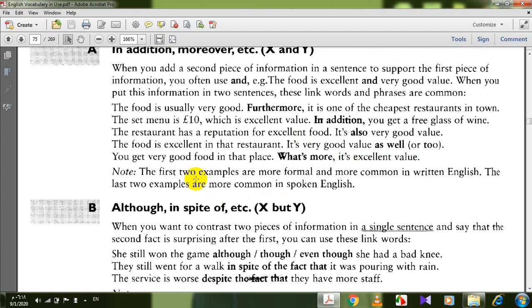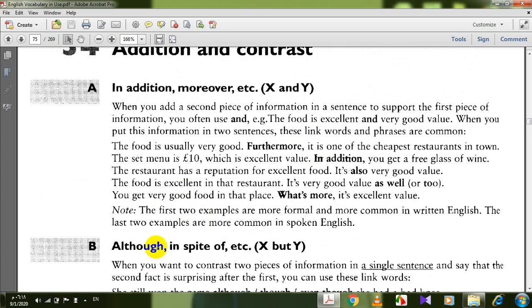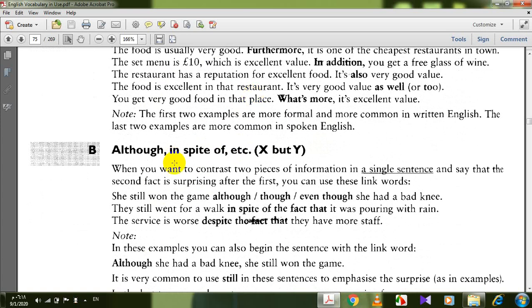Okay, let's have a look at "although". Okay, in addition, moreover, now we are done. Let's go to "although" and "in spite of". We use these connectors if we have two different ideas: although, though, even though, in spite of, etc. X, but Y.